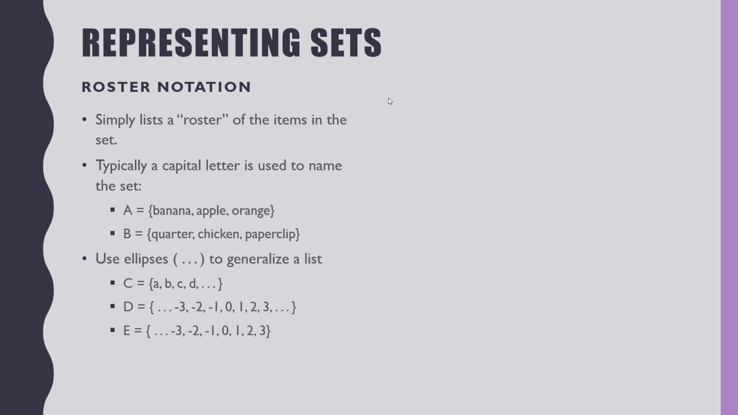So what do you suppose set D is representing? Negative infinity to infinity. Yep, negative infinity to positive infinity, right? How about E? Negative infinity to 3. Yeah, negative infinity up to the number 3, okay? So that's a way to generalize it, but this is just representing it using roster notation. Pretty simple way to do it, all right?